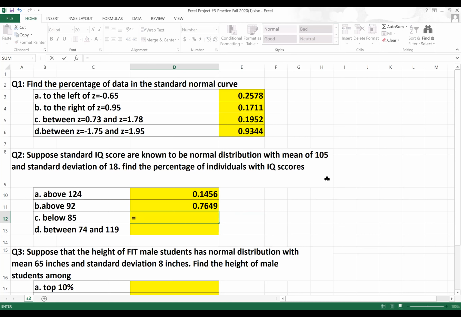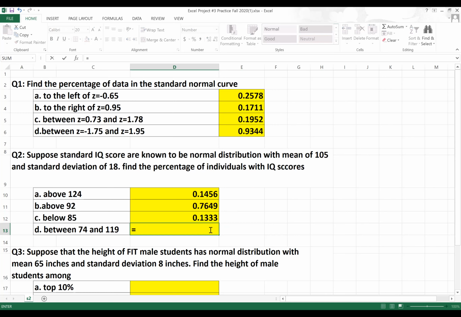So now the third case is below 85. So we could go directly to the normal probability distribution. X is 85 and the mean is 105. Standard deviation is 18. True. And once you do that, you should get the right answer right away. 0.1333.